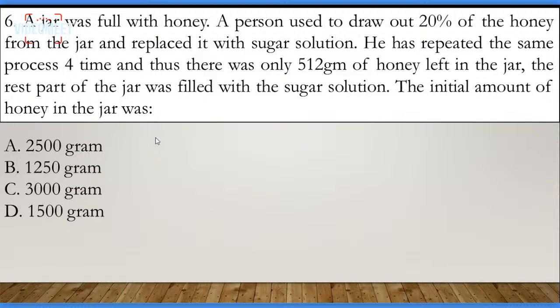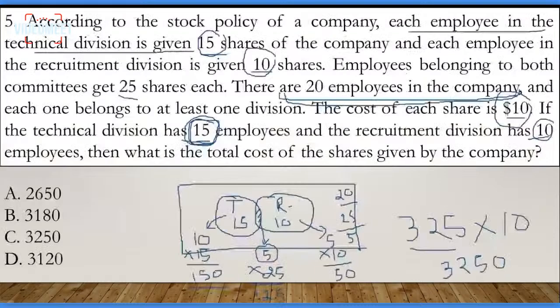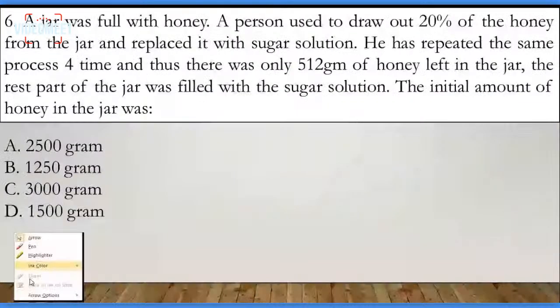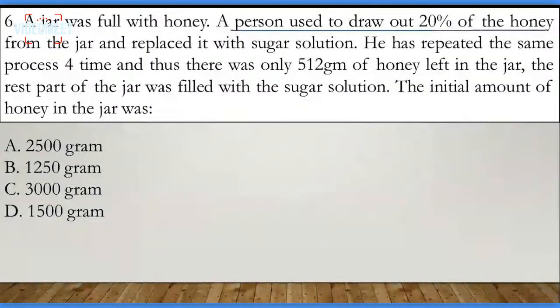Okay. A jar was full of honey. A person used to draw out 20% of the honey from the jar and replaced it with sugar solution. Fine.